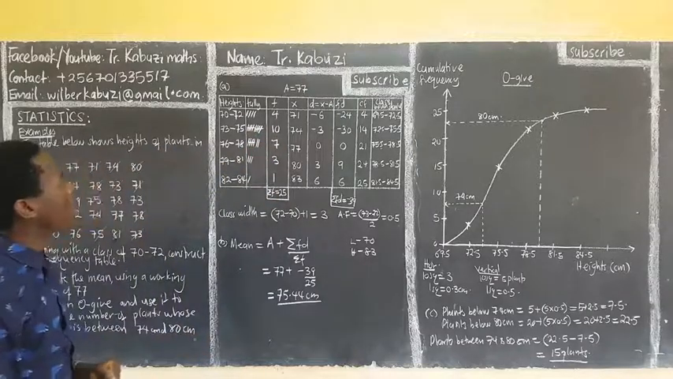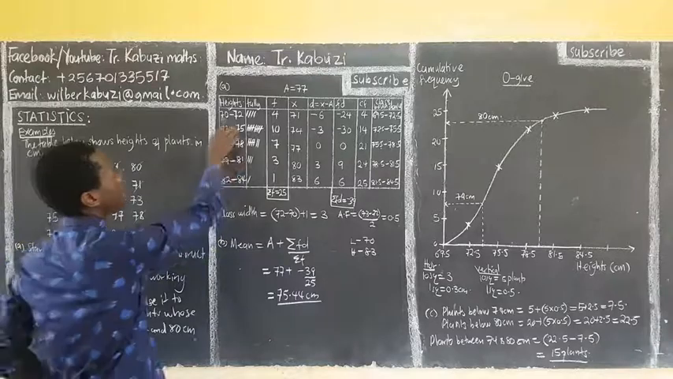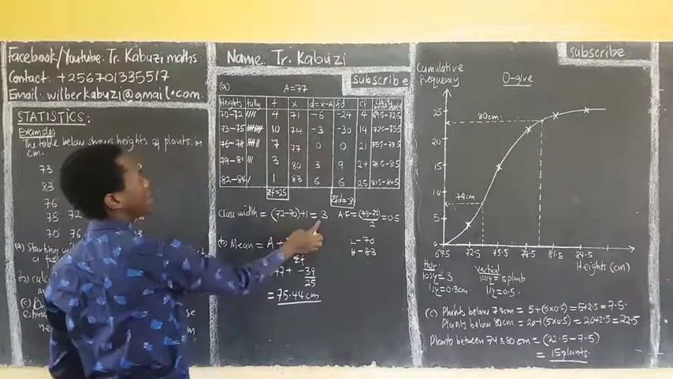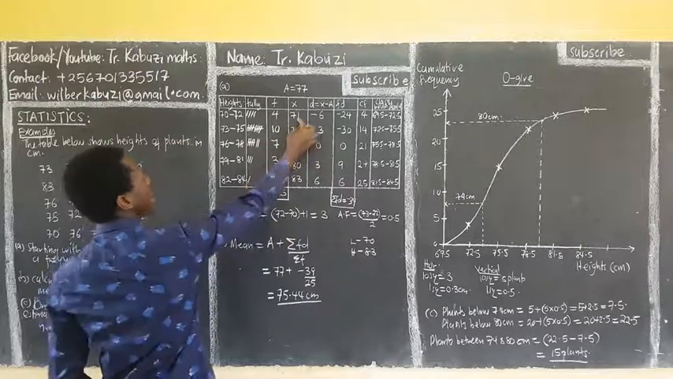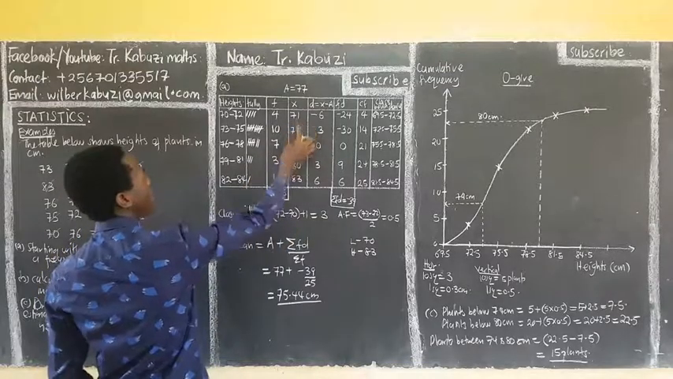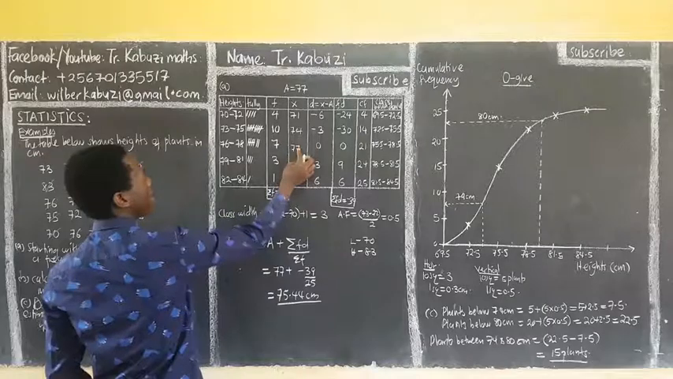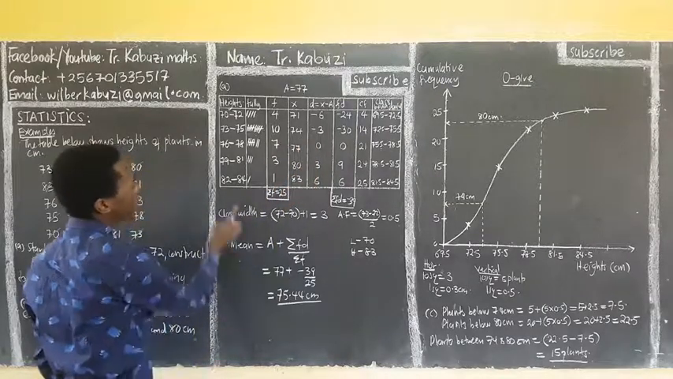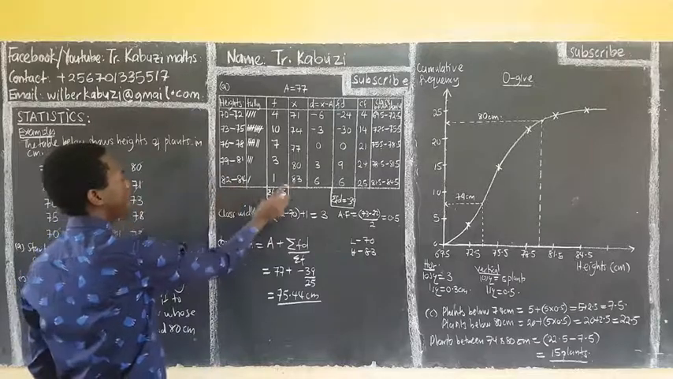Now to get the midpoints, you get this plus this divided by 2, you get this. But if you know the class width, you don't need to do that again. Just add the class width. When you add 3, I get 74. When you add 3, I get 77. When you add 3, I get 80. When you add 3, I get 83. Or this plus this, then divide by 2.